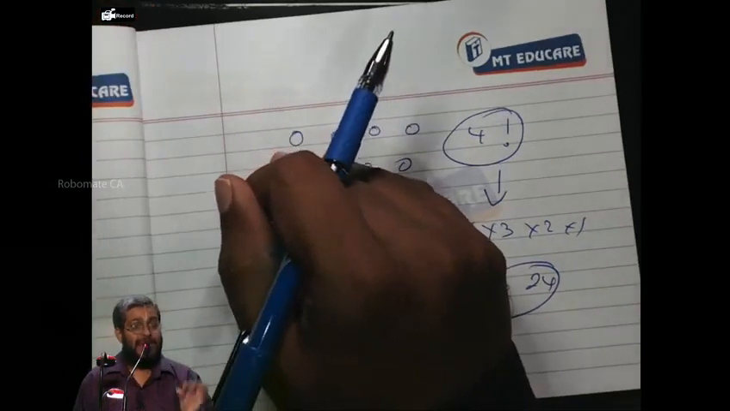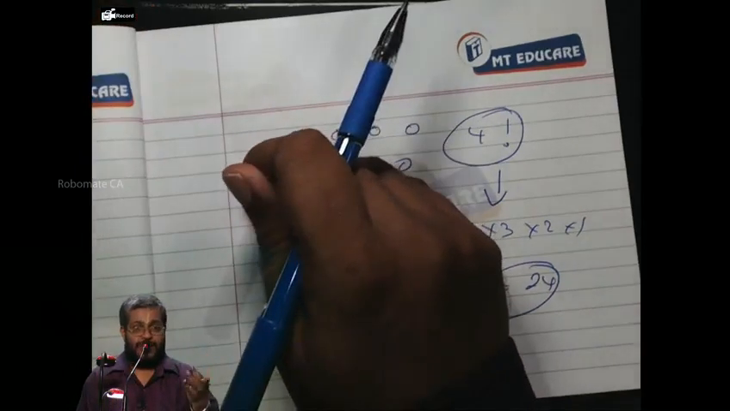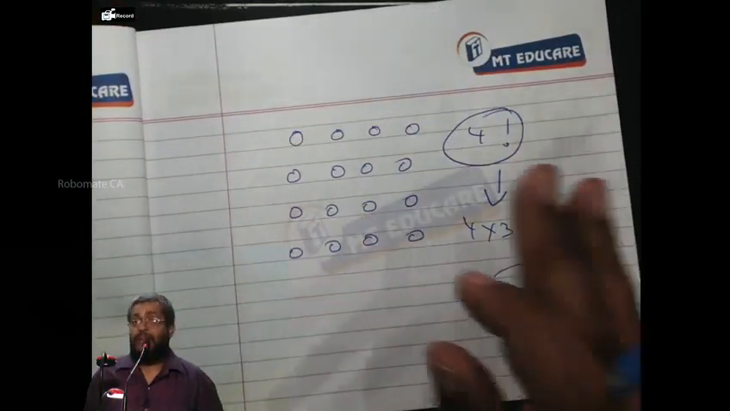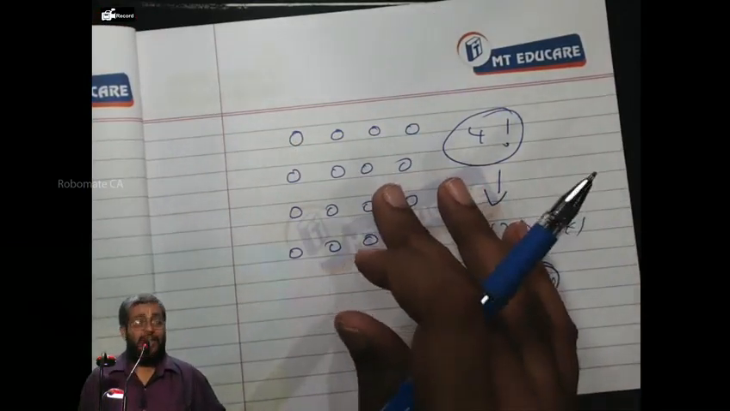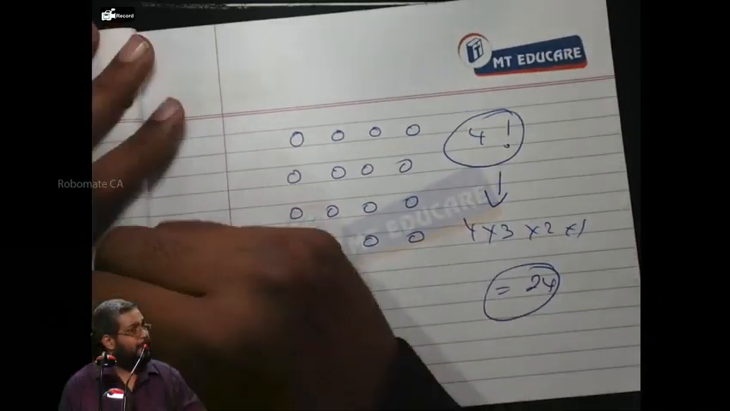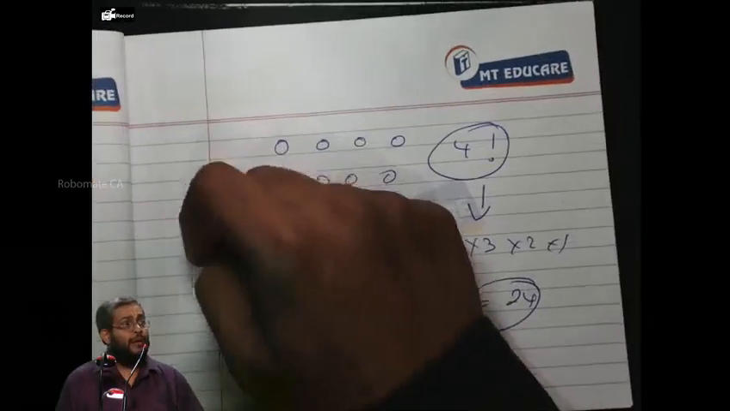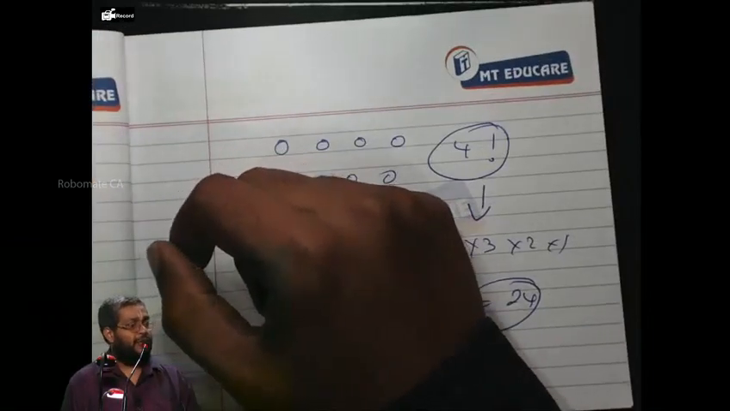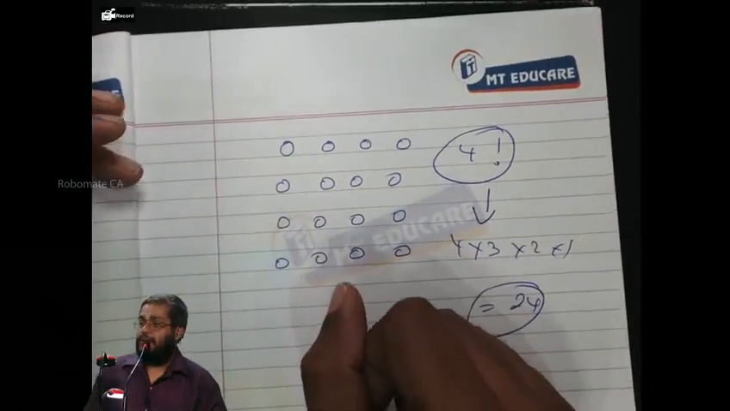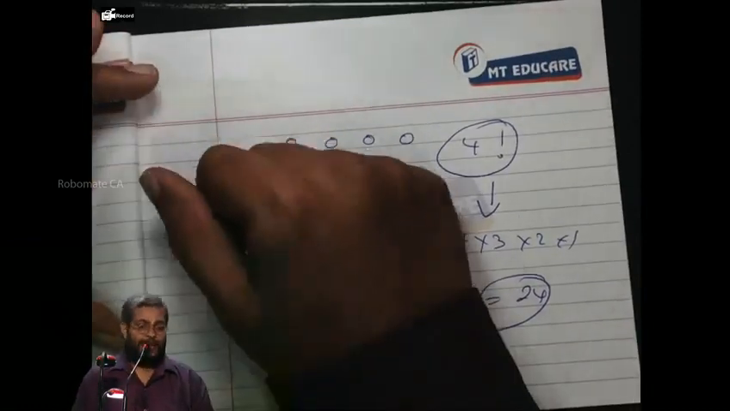Always in mathematics, the word 'and' means multiplication. The word 'or' means what? Addition. The word 'and' means what? Multiplication. The word 'or' means what? Addition. Everybody following or not? Very simple. What is the probability of getting head or tails in a toss of a coin? 1/2 + 1/2. Yes or no?